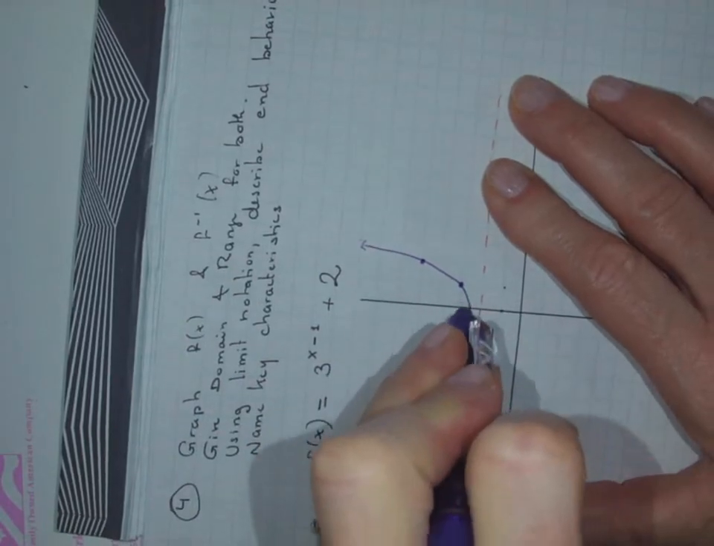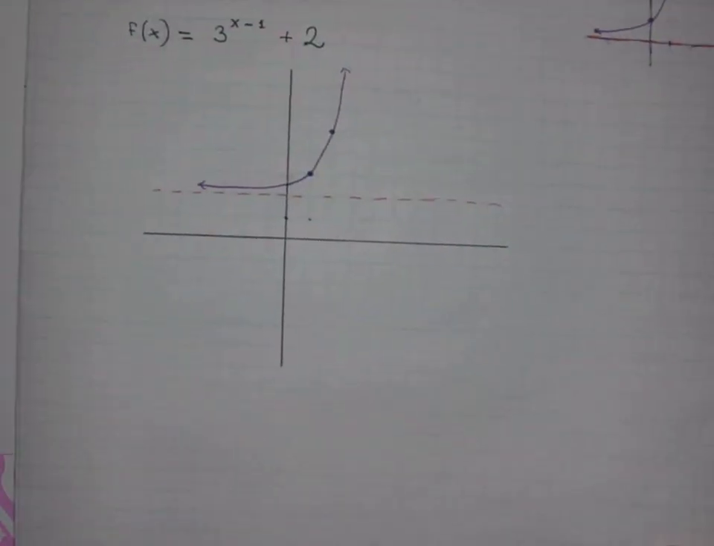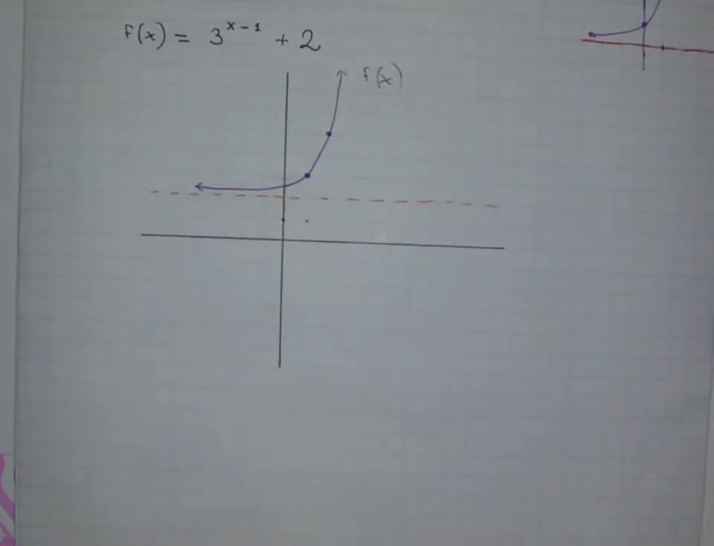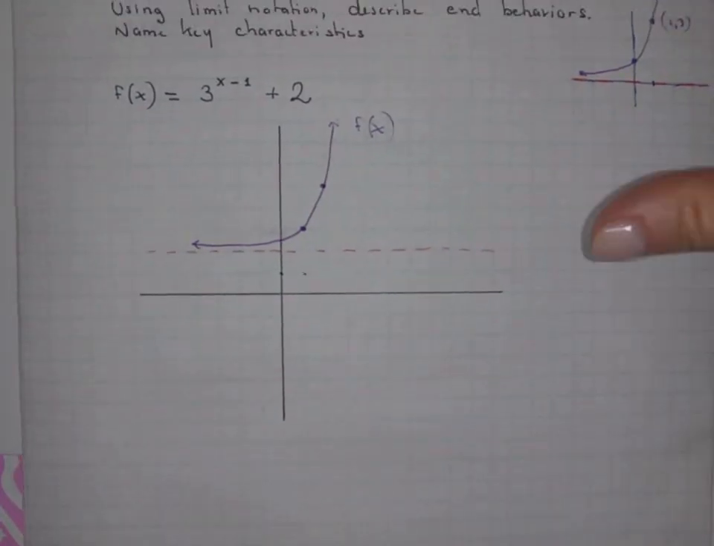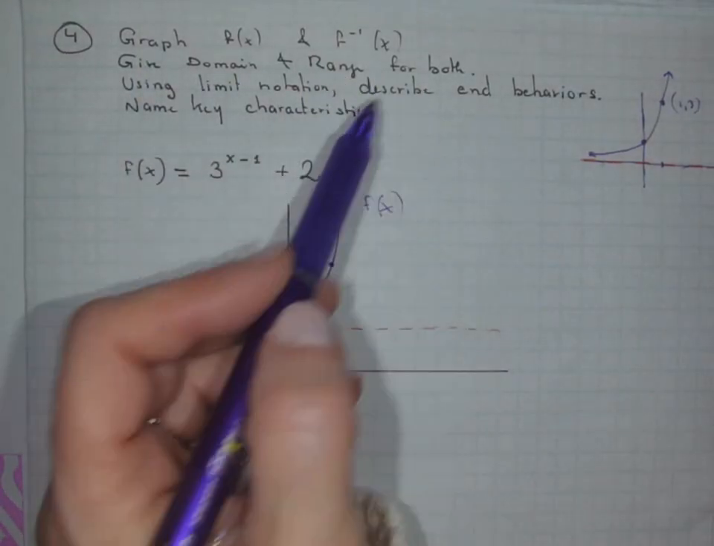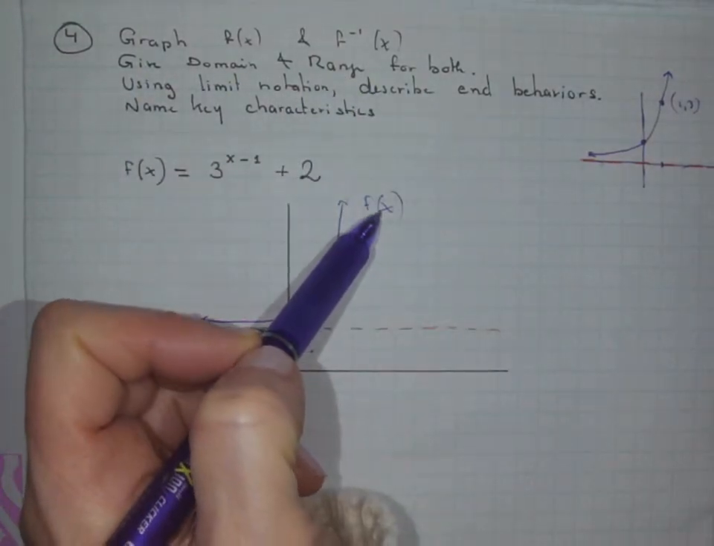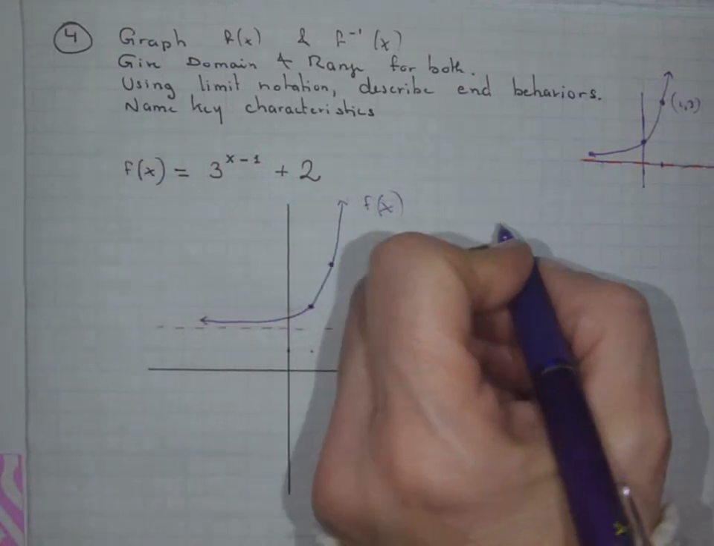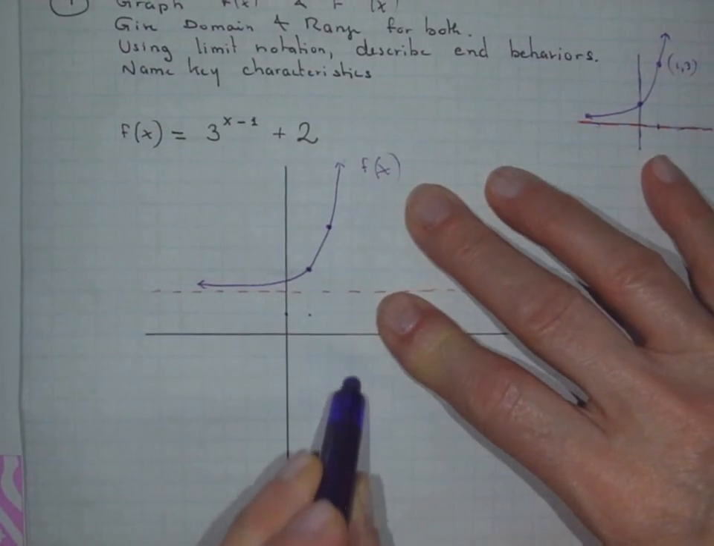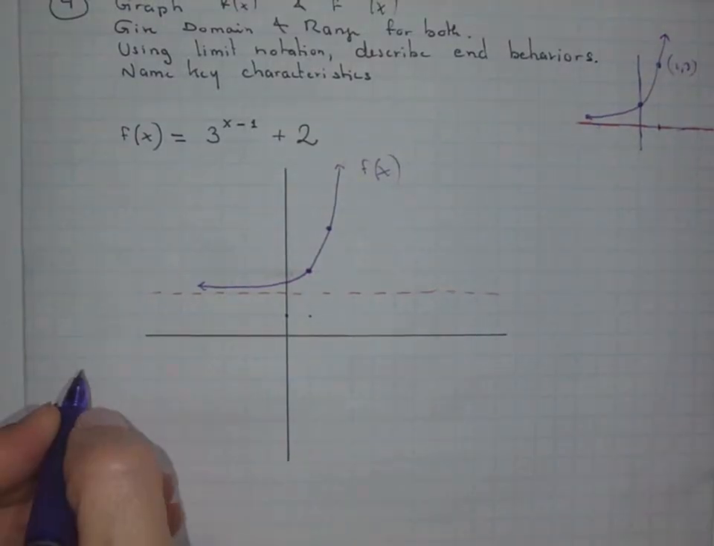That's better. Okay. And that will be f of x that we just graphed. Once I have it, it says, can you give me the domain and the range of both? But we don't have the other one yet, so we just do f of x for now. So the domain for f of x, I don't want to write here because I'm going to graph the inverse.